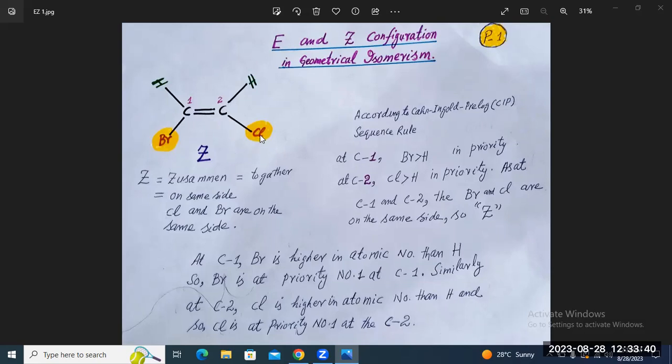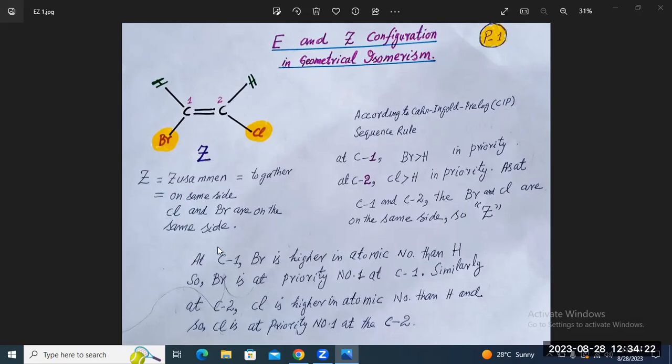So because the atoms which got the priorities on the carbon number 1 and carbon number 2 are on the same side, this configuration would be represented by Z. And this comes from zusammen. This is the German word, zusammen, meaning together, meaning on the same side. So the configuration is Z configuration.